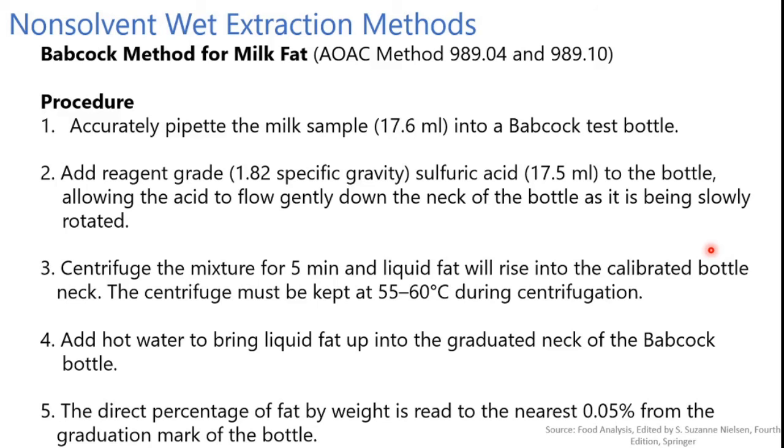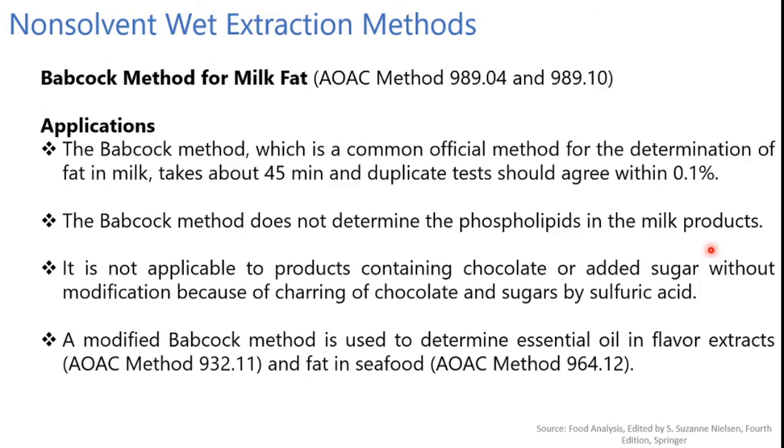Then centrifuge the mixture for 5 minutes and the liquid fat will rise into the calibrated bottle neck. The centrifuge must be kept at 55 to 60 degrees Celsius during centrifugation. After that, add hot water to bring the liquid fat up into the graduated neck of the Babcock bottle. The direct percentage of fat by weight is read to the nearest 0.05% from the graduation mark of the bottle.